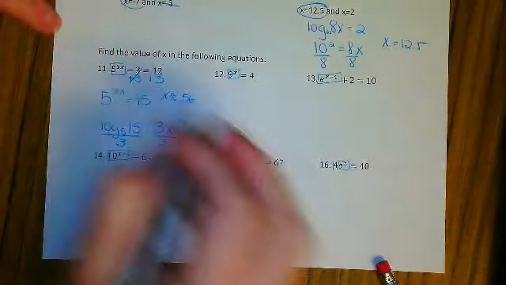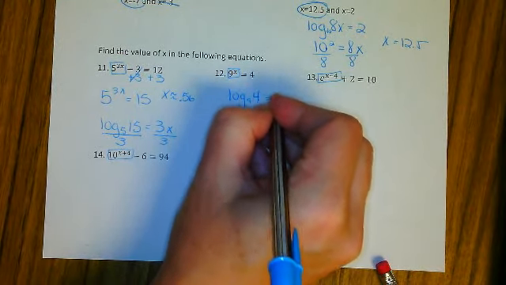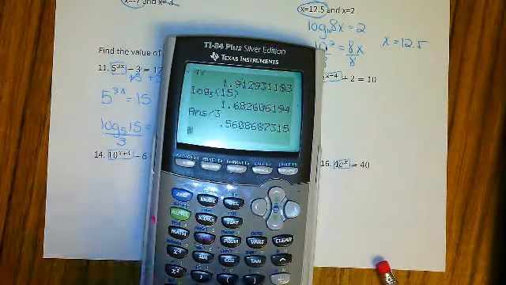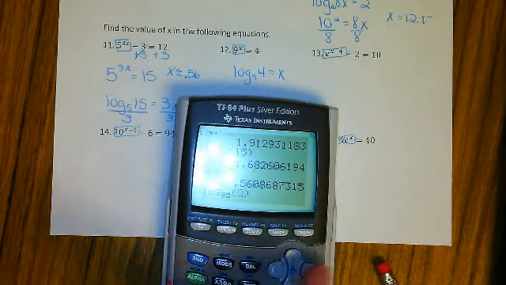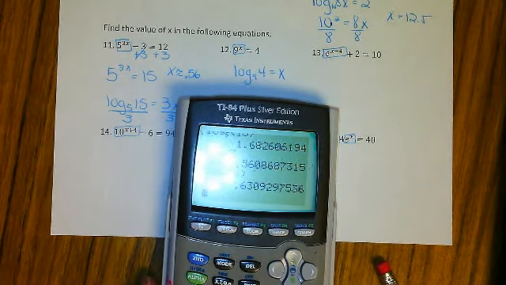Okay, same thing here. I already have my base and my exponent by themselves. So the base is the base and the other two switch places. And again, if I use my calculator, I have log base 9 of 4 equals approximately 0.63.